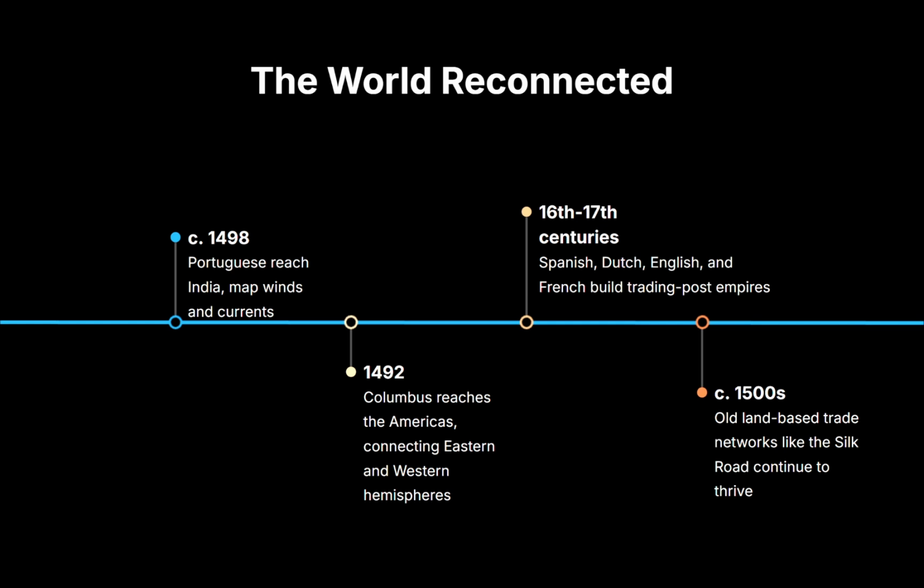The old trade networks of Afro-Eurasia, the Silk Roads, the Indian Ocean, the Trans-Saharan routes, continued to hum with merchants and pilgrims. But now, a new highway opened, the sea itself. The Portuguese hugged Africa's coast, mapping winds and currents until they reached India. The Spanish crossed the Atlantic, carving a transoceanic bridge between Europe and the Americas. The Dutch, English, and French followed, building trading post empires that circled the globe.